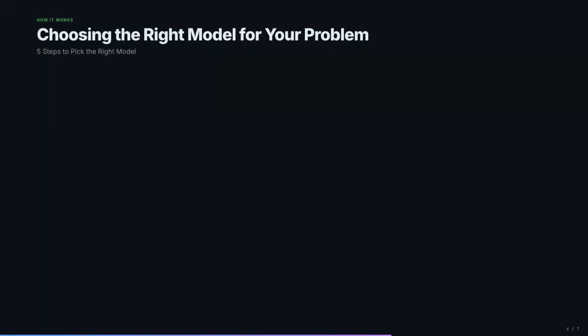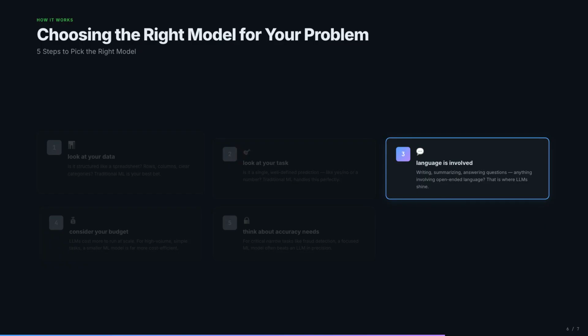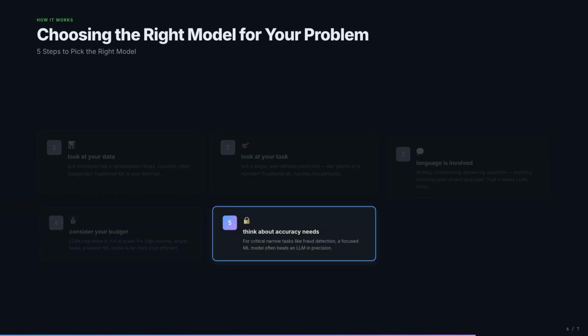So, how do you pick the right one? First, look at your data. Is it structured like a spreadsheet? Traditional ML wins. Second, look at your task. Is it a single, well defined prediction? Again, traditional ML. Third, check if language is involved. Writing, summarizing, answering questions. That is where LLMs shine. Fourth, consider your budget. LLMs cost more to run at scale. Fifth, think about accuracy needs. For critical narrow tasks like fraud detection, a focused ML model often beats an LLM.